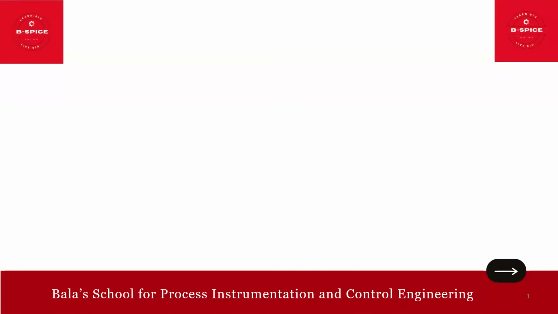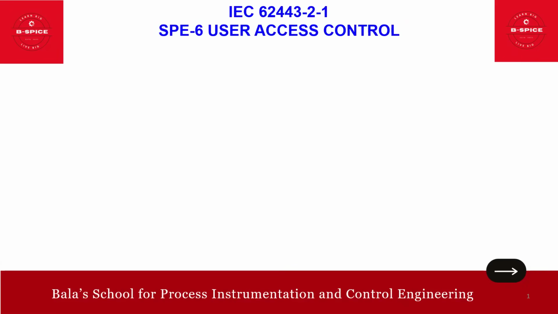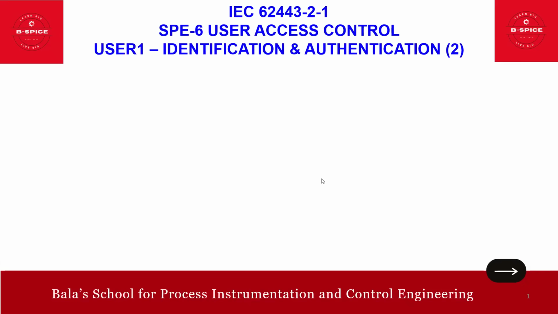Welcome back to BSpice. In this session, we'll continue with IEC 62443 Part 2.1, wherein we continue with SPE6, User Access Control. This is User 1, Identification and Authentication, Part 2.